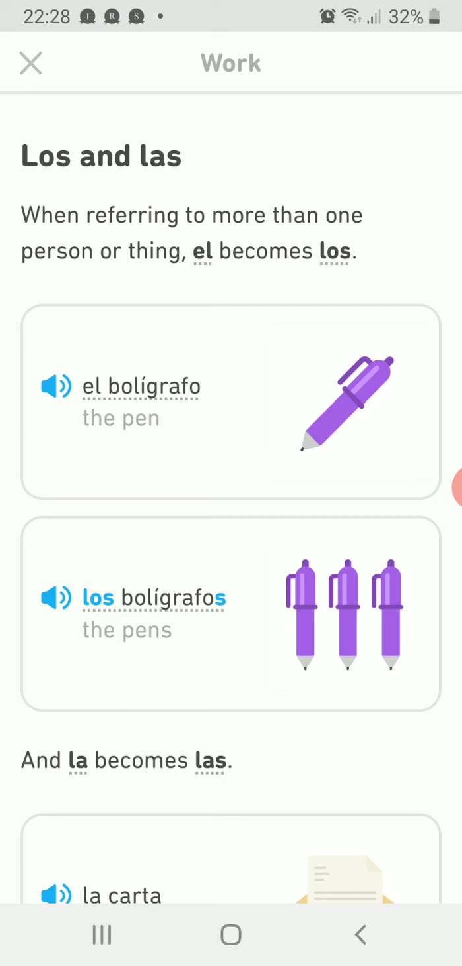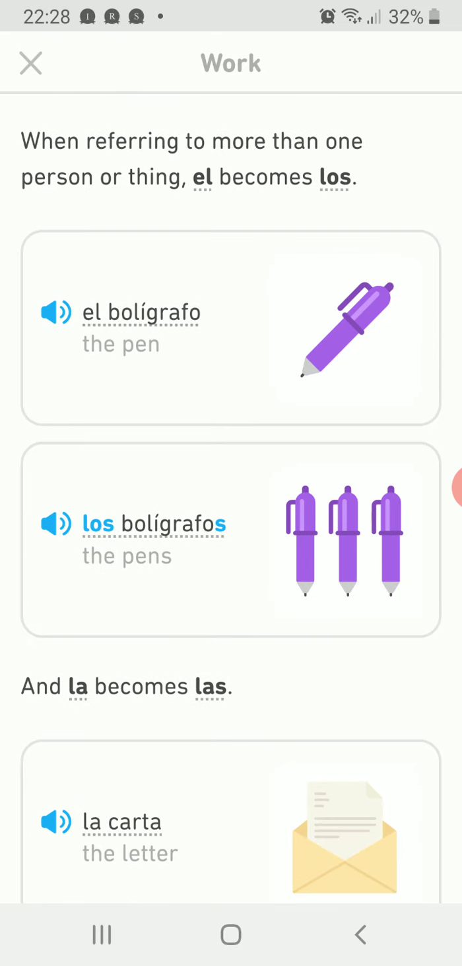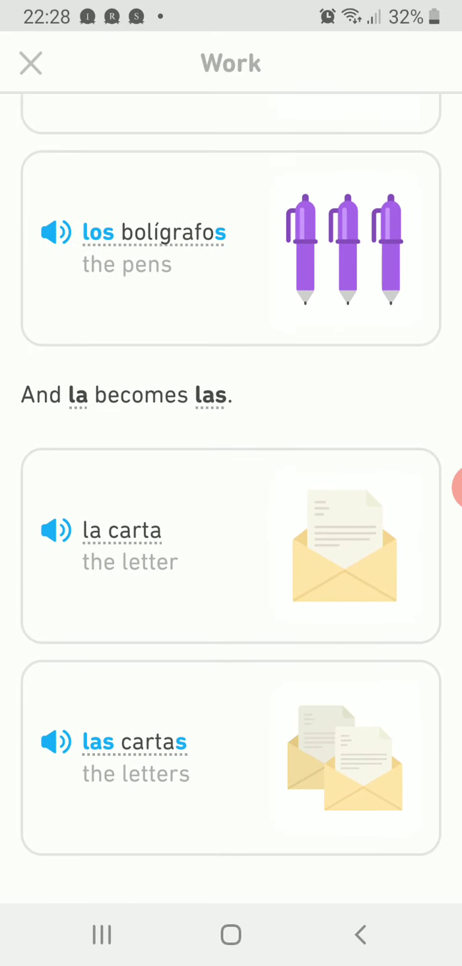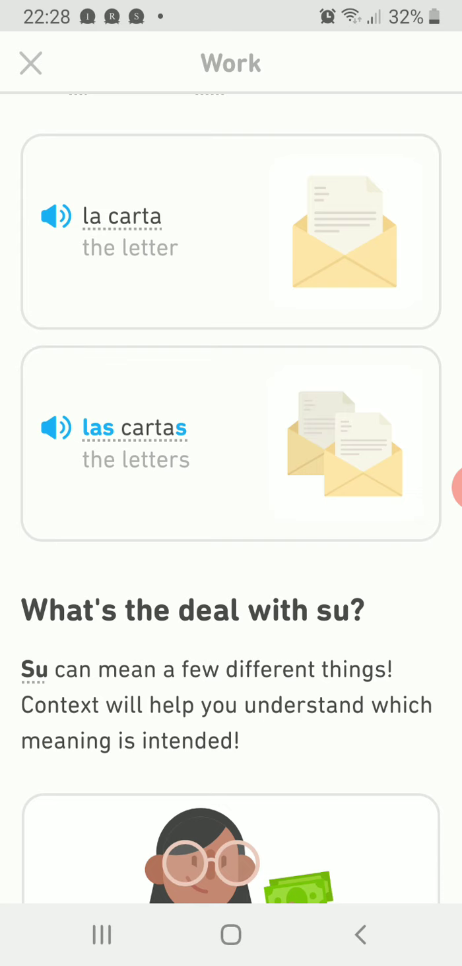So los and las, these are plural articles, both masculine and feminine. Masculine is los and feminine is las. When referring to more than one person or thing, el becomes los. El bolígrafo, los bolígrafos, and la cátedra becomes las cátedras.